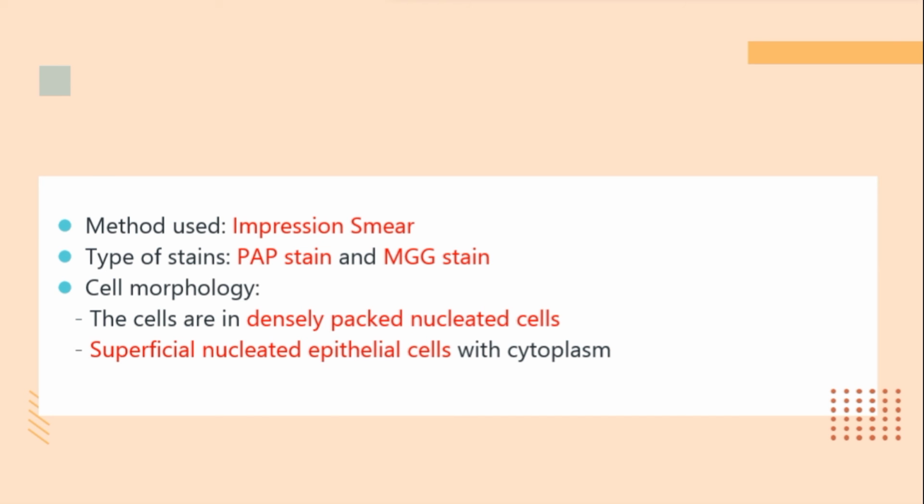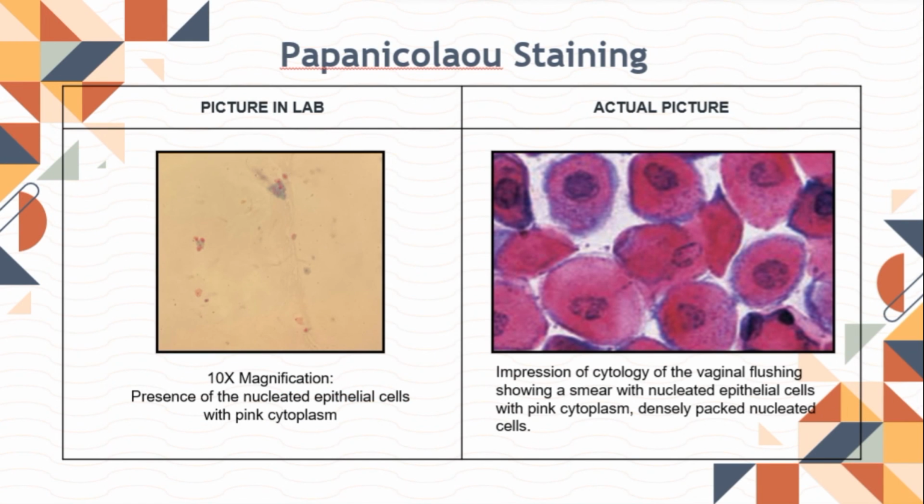For Papanicolaou staining, the picture in the lab with a magnification of 10 times shows the presence of nucleated epithelial cells with pink cytoplasm. For the actual picture, it shows the presence of densely packed nucleated cells with pink cytoplasm.